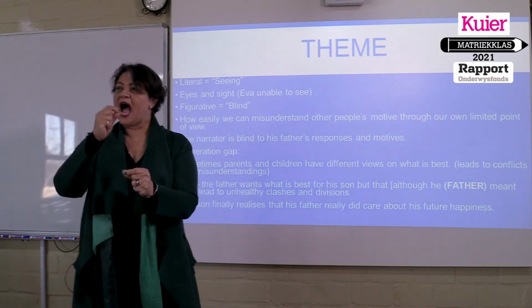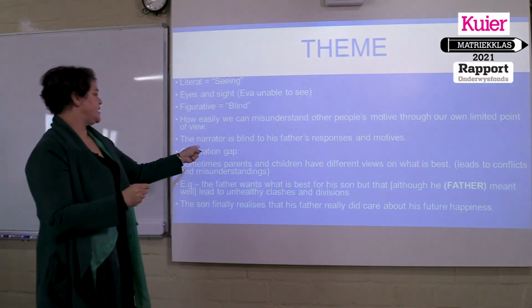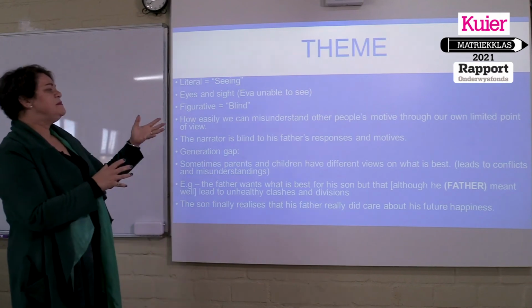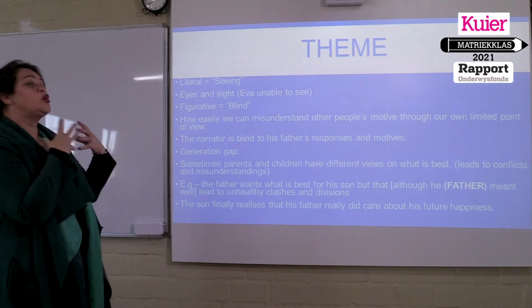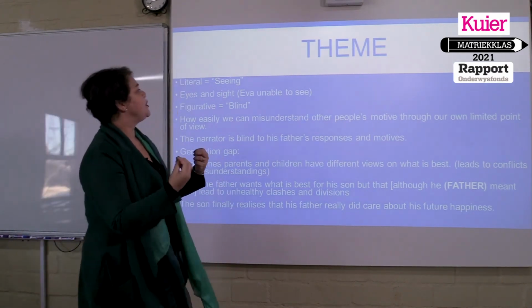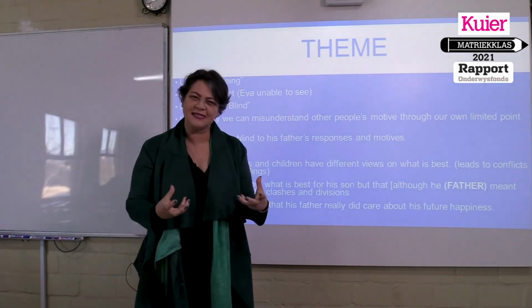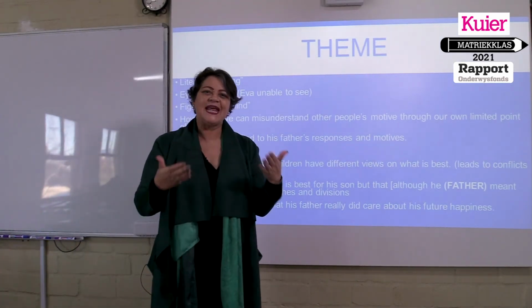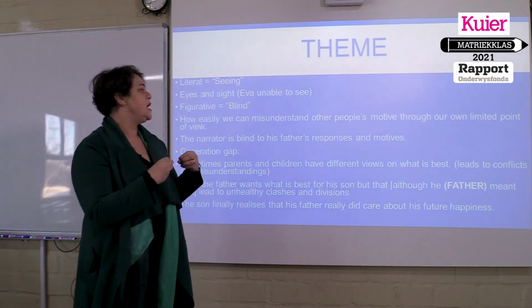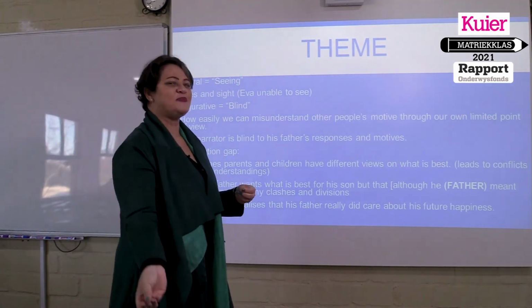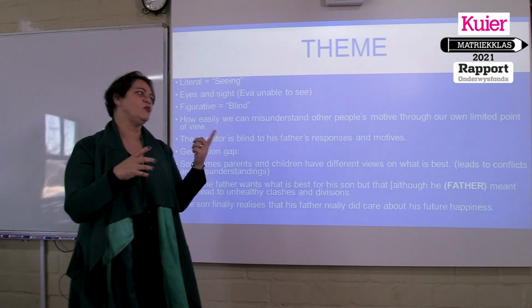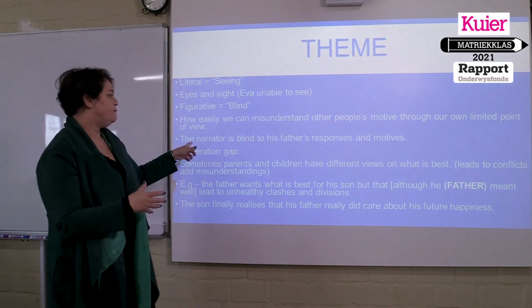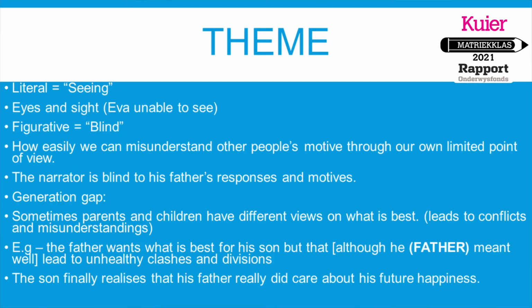Okay? So if you read here, it says, we can misunderstand other people's motives because we have our own limited point of view. Now that is a theme, guys. Remember I said universal message. Has it happened that because we don't consider things from someone else's perspective, we don't understand why they're doing it? Okay? So the narrator is blind to his dad's responses and motives.